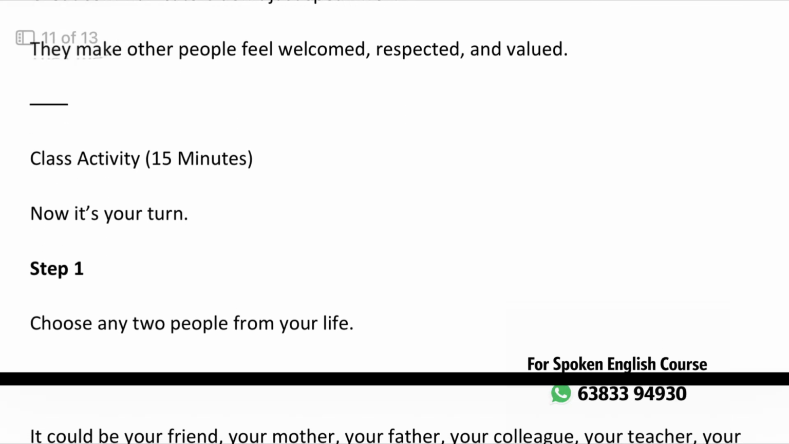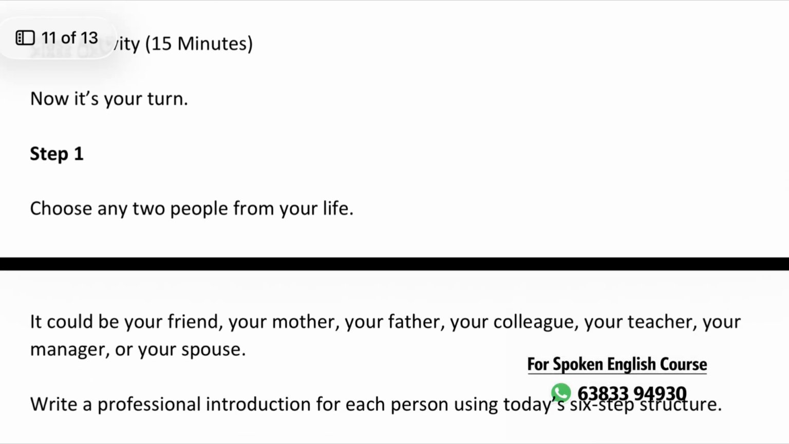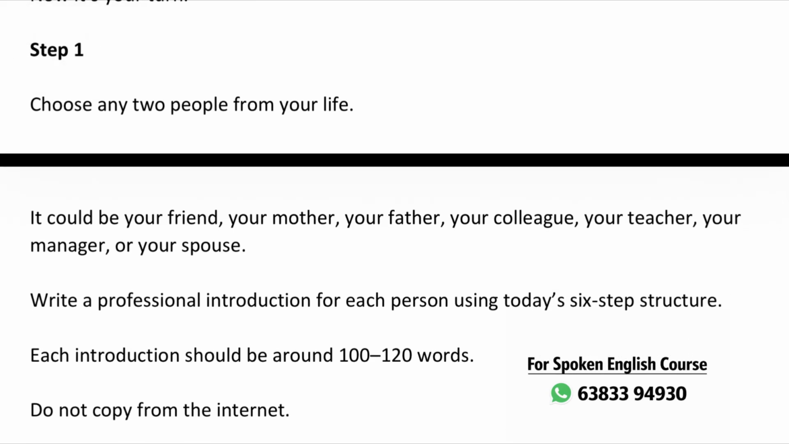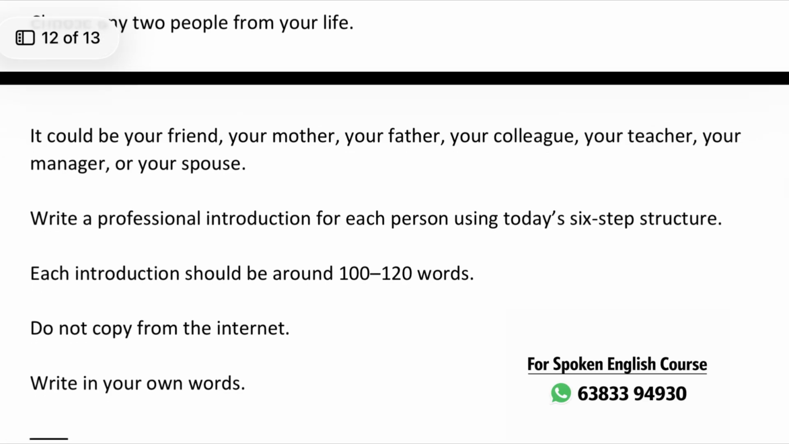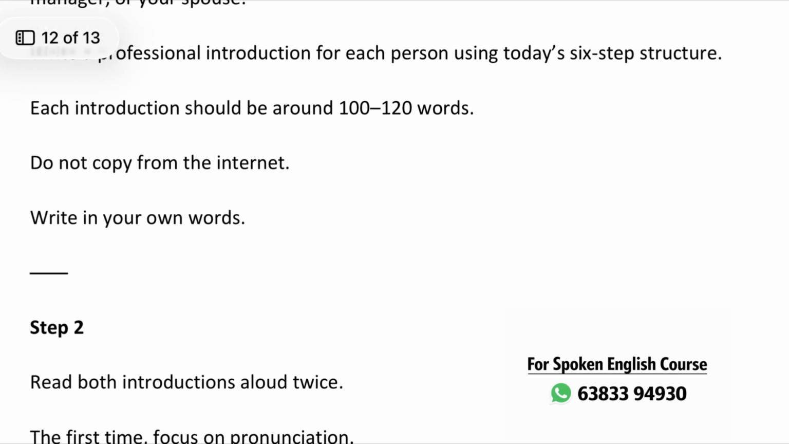And then class activity for 15 minutes. Now it's your turn. Step 1: choose any two people from your life. It could be your friend, your mother, your father, your colleague, your teacher, your manager, or your spouse. Write a professional introduction for each person using today's 6-step structure. Each introduction should be around 100 to 120 words. Do not copy from the internet. Write in your own words, whether it is right or wrong.